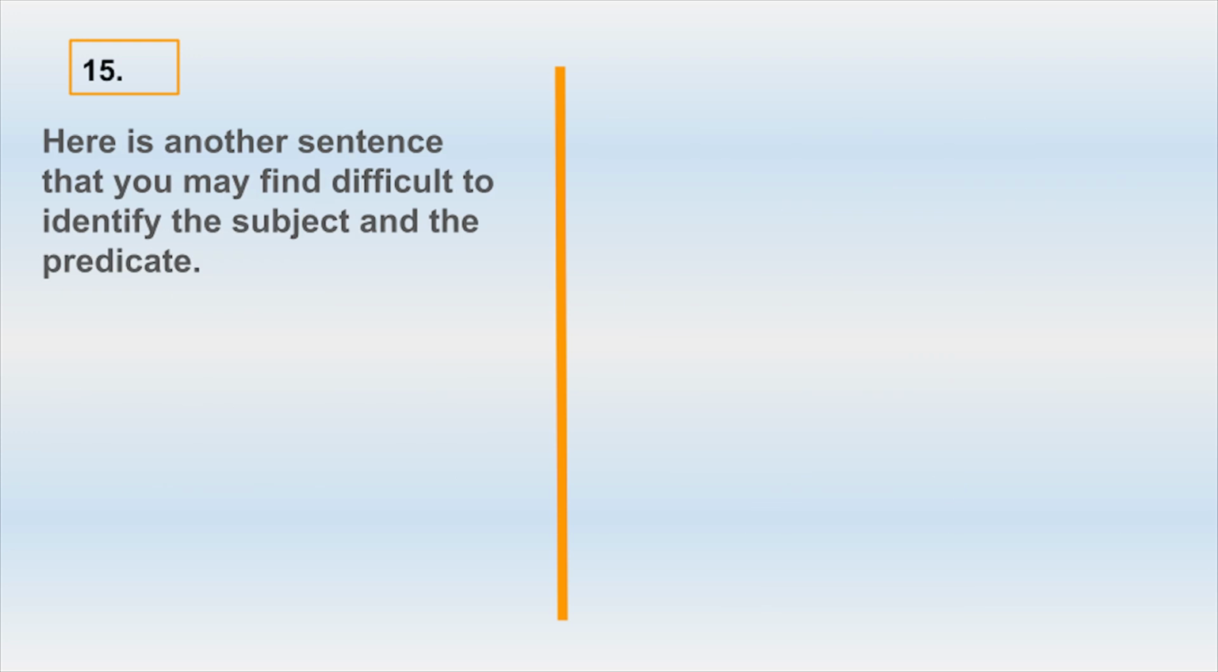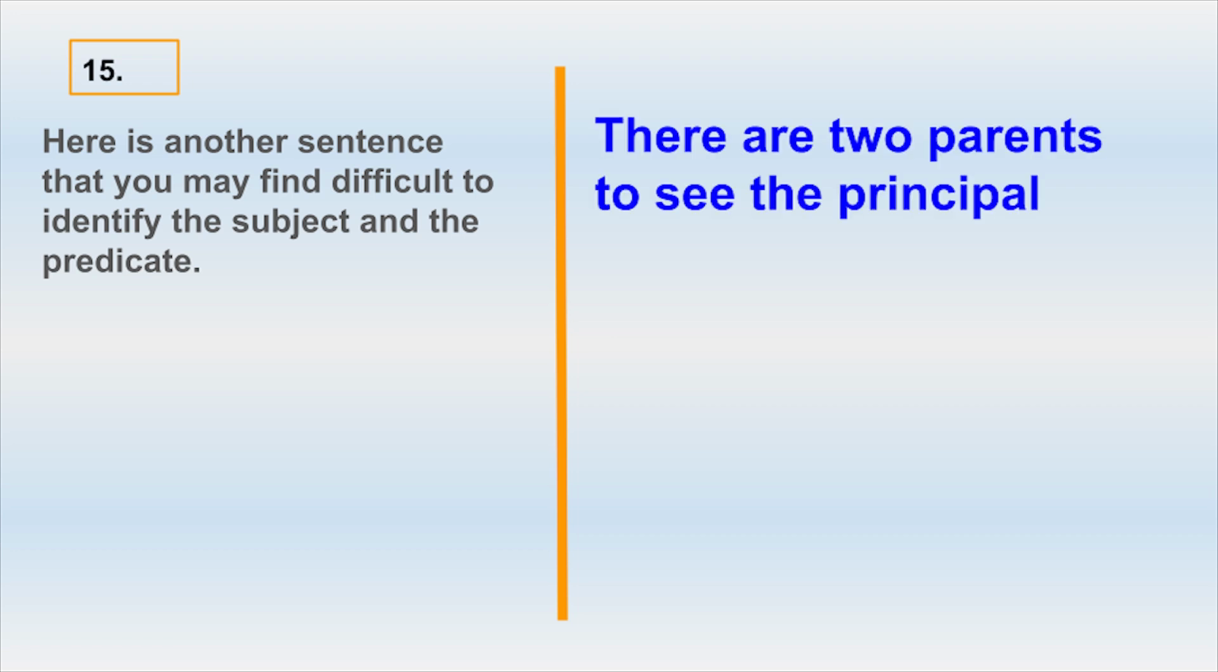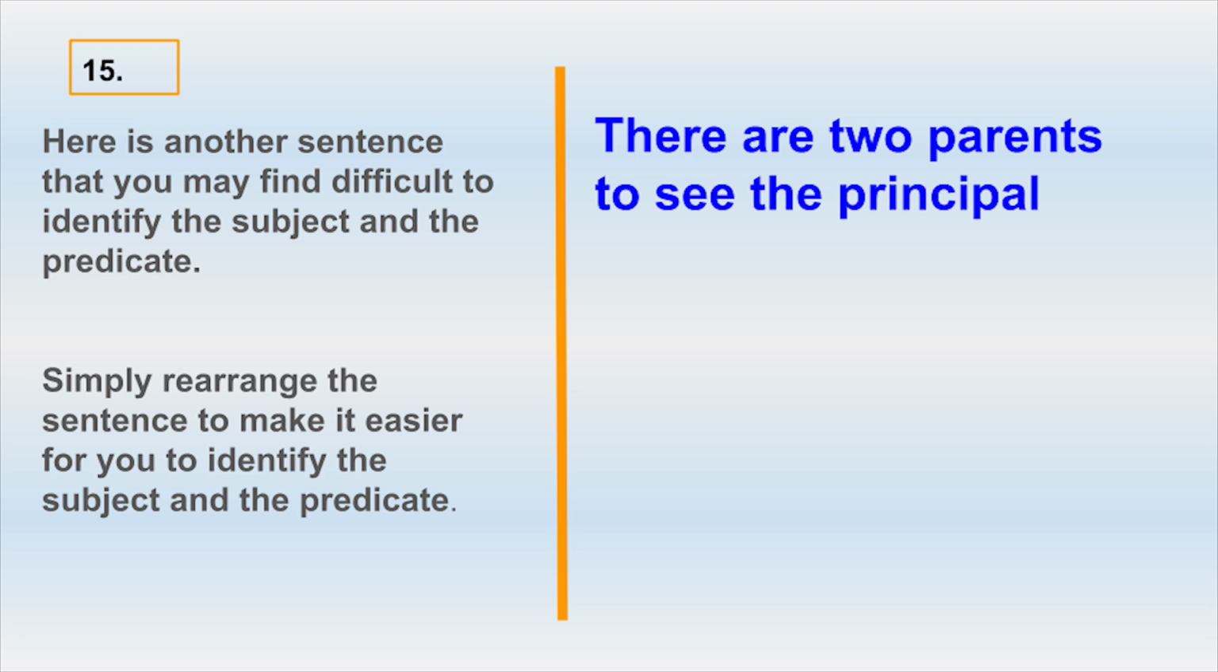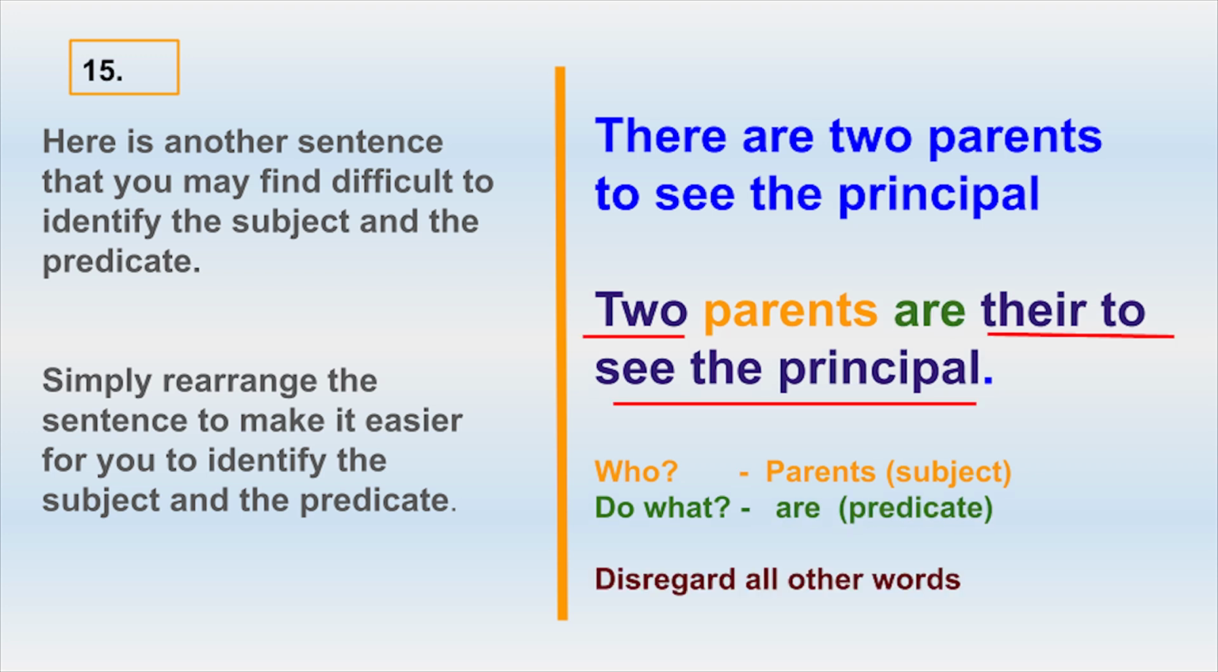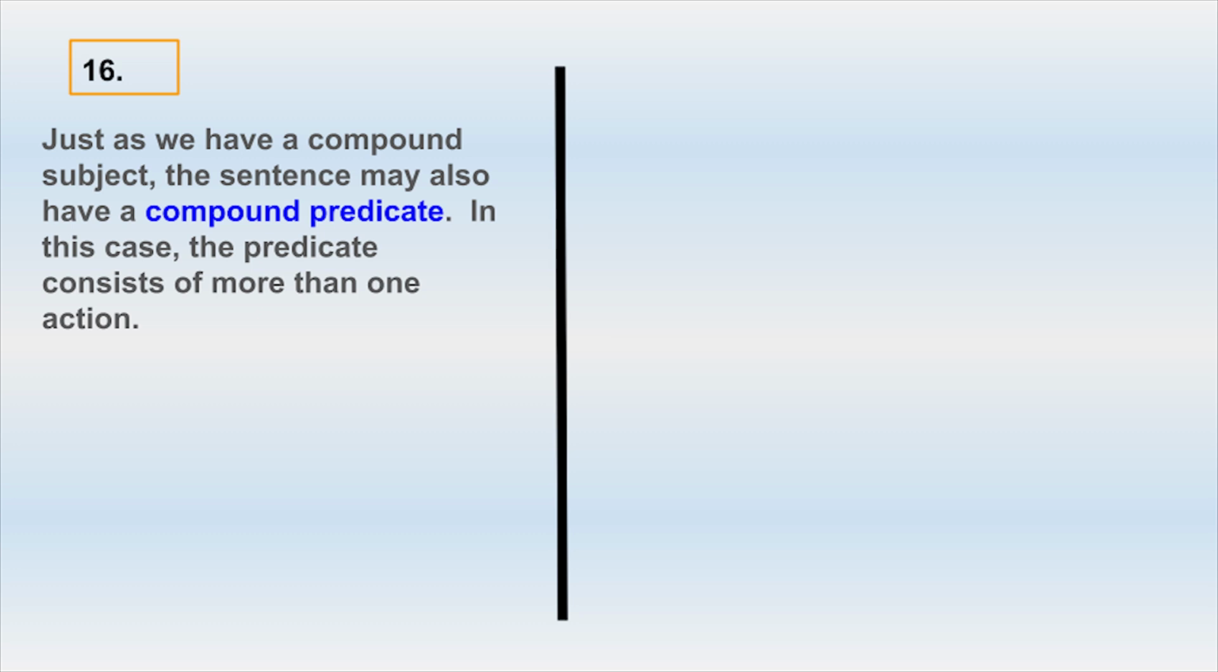Here is another sentence that you may find difficult to identify the subject and the predicate. There are two parents to see the principal. Simply rearrange the sentence to make it easier for you to identify the subject and the predicate. Two parents are there to see the principal. Who? Parents. Do what? Are. Disregard all other words.